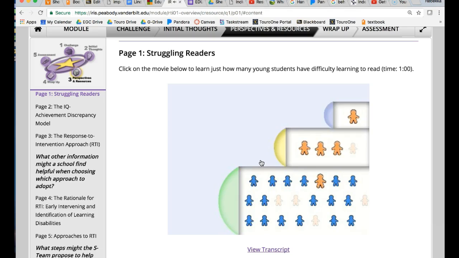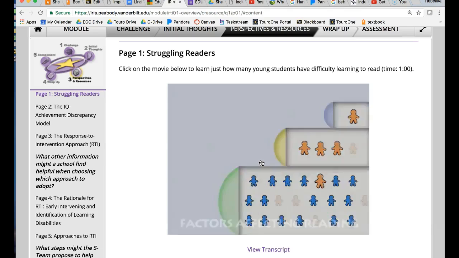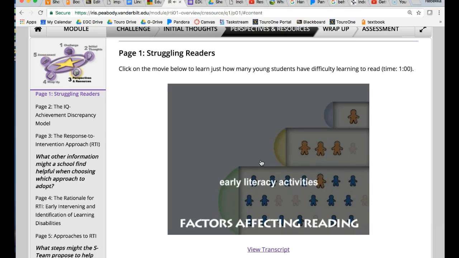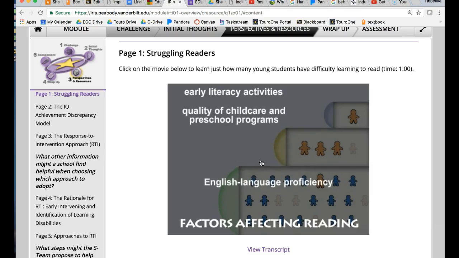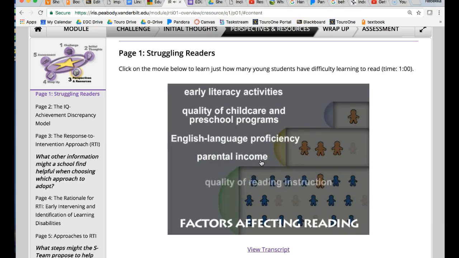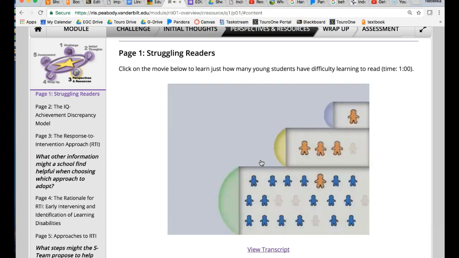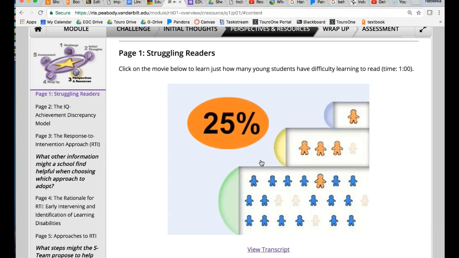These struggling readers are the ones who concern teachers and administrators. Of course, the numbers of struggling readers are different for each school, based on factors such as exposure to early literacy activities, quality of childcare and preschool programs, English language proficiency, parental income levels, and quality of reading instruction. But on average, across the country, about 25% of the students in the early grades require additional support to learn to read.